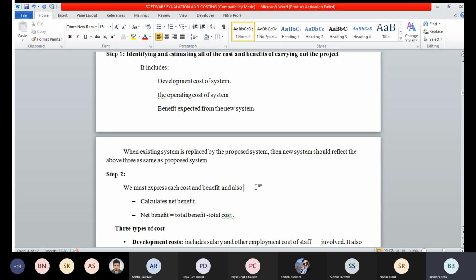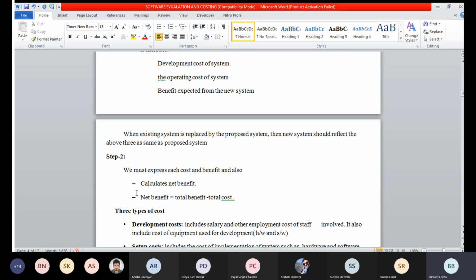And step 2, we must express each cost and benefit in terms of money, and also calculate the net benefit. Net benefit is total benefit minus total cost. It's quite a simple thing. And if this value is positive, definitely the project is going to give me a good return.